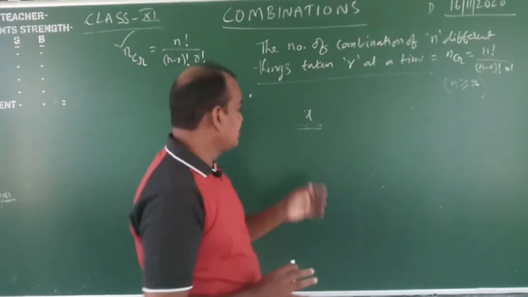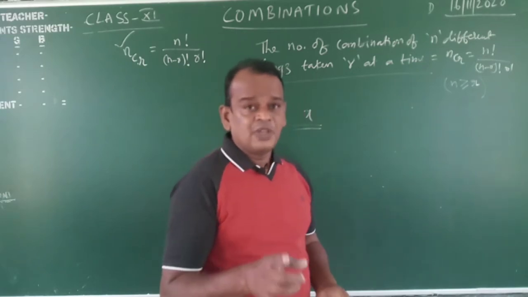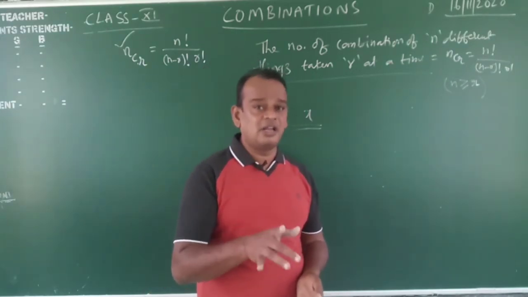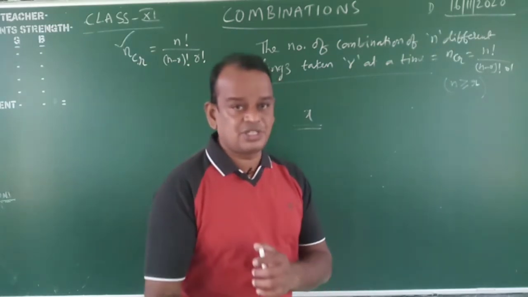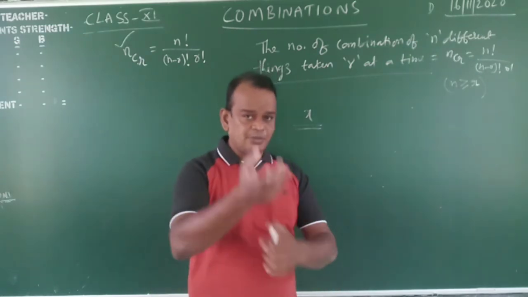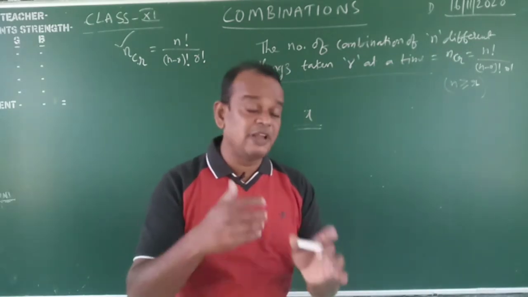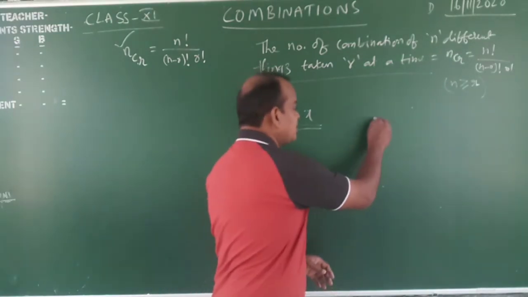Okay, x. In every combination, how many elements will we select? r elements. Those r elements we arrange. In every combination, compulsorily we select r elements. Those r elements we will arrange in how many ways? r factorial ways.